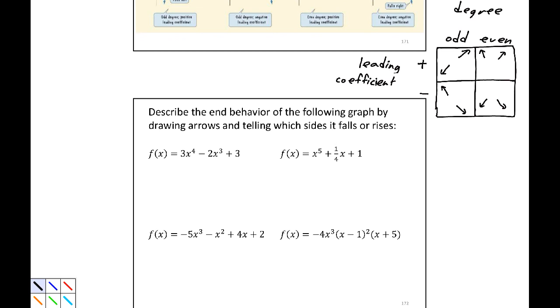First thing I want to notice, on f of x equals 3x to the 4th minus 2x cubed plus 3, the degree here is odd. Oh, nope, the highest is 4. The degree is even. And we have a positive leading coefficient of 3. So 3x to the 4th determines all of that. Because it's even, with a positive leading coefficient, that means that it rises to the left and it rises to the right. So, rises to the left and rises to the right.